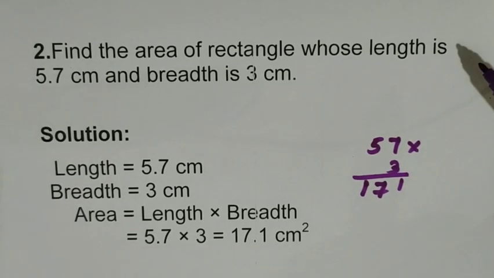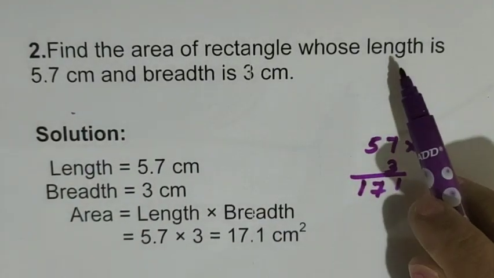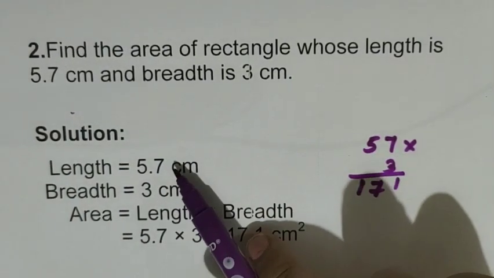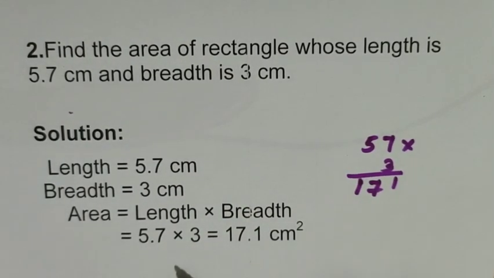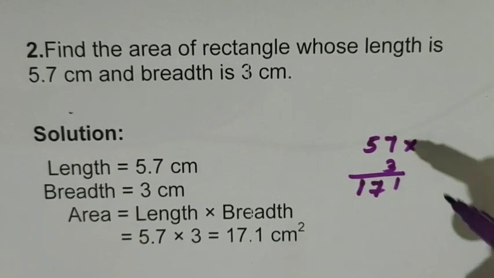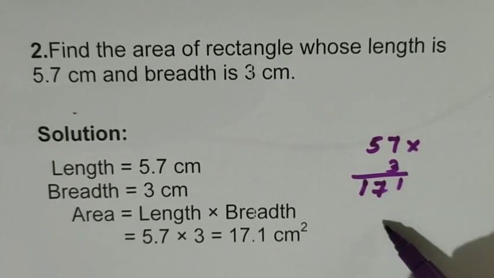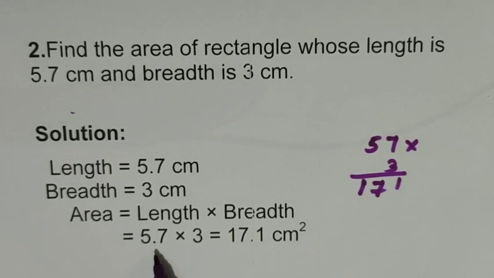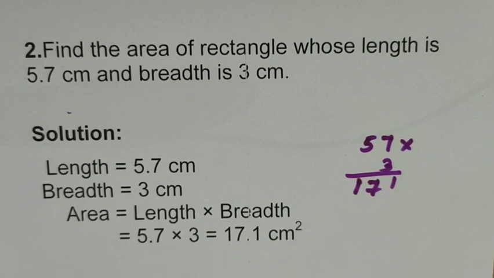Find the area of the rectangle whose length is 5.7 centimeter and breadth is 3 centimeter. What is given in the question? Length and breadth. So length and breadth we take down. What is the area? Area equal to length into breadth. So we should multiply without considering the decimal, 57 into 3, 171. So what is the decimal number here? 1 only. So 17.1 centimeter square.